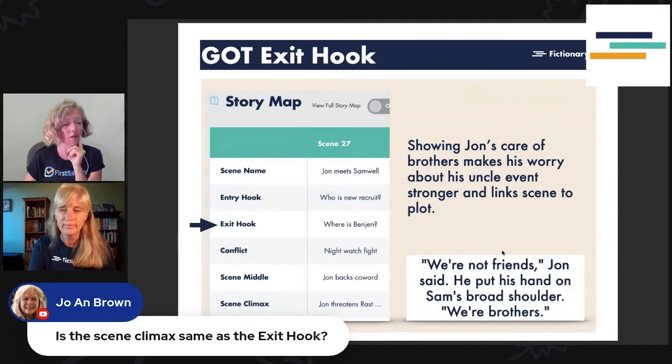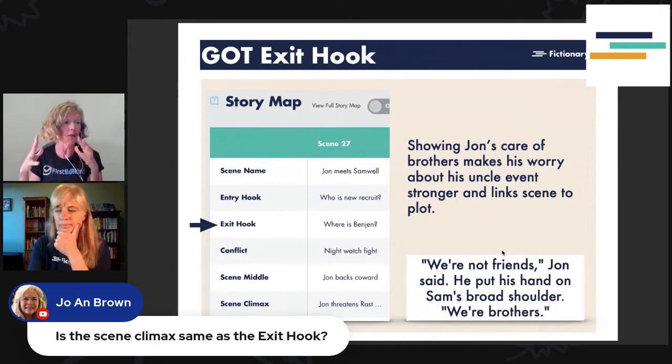Okay. And we have one other question here. Is the scene climax the same as the exit hook? It's not the same, but they're very close in the occurrence because of the way it outlines. But if you would like to talk a little bit more about that, that would be great.